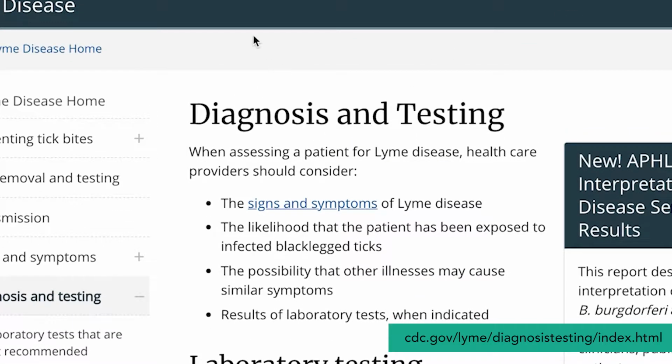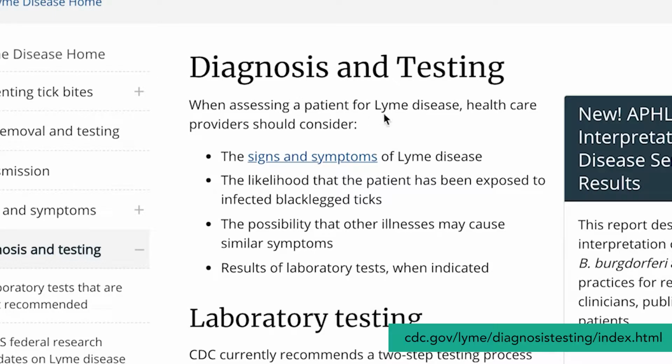First of all, this is the CDC website. We're going to look into what they say about diagnosis and testing. When assessing a patient for Lyme disease, healthcare providers should consider the signs and symptoms of Lyme disease. That basically means look for the EM rash before anything else, the erythema migrans rash, the big bullseye rash that Lyme disease is famous for. If they have that, you basically skip all of the testing and they just say you are diagnosed with Lyme disease. So if you do not have that, that is when the problems start to happen.